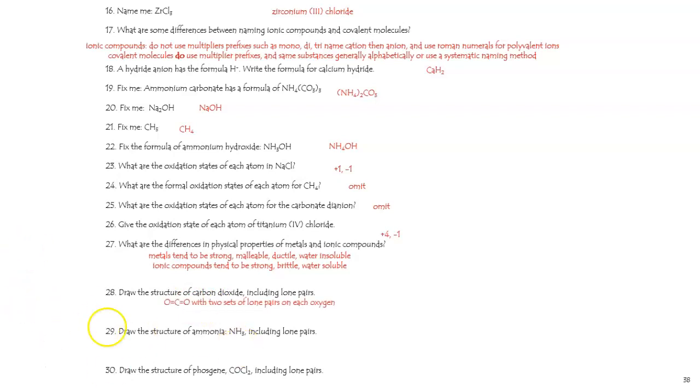Ammonia, nitrogen forms 3 bonds, so draw nitrogen with its 1 lone pair and 3 bonds. Add your 3 hydrogens. Phosgene will require carbon doubly bonded to oxygen with those 2 chlorines attached to it. That'll give carbon its 4 bonds. Don't forget to put 2 lone pairs on each oxygen and 3 on each chlorine. And there it is. Last page.